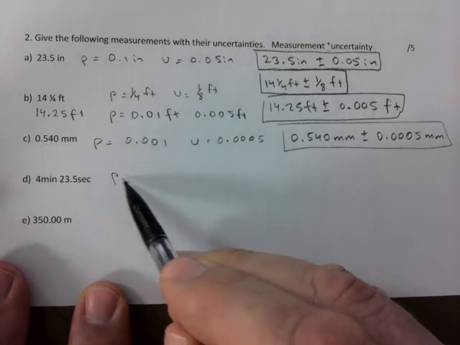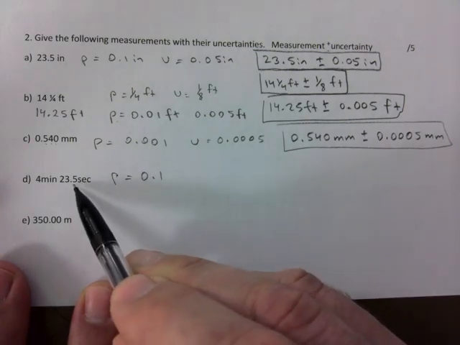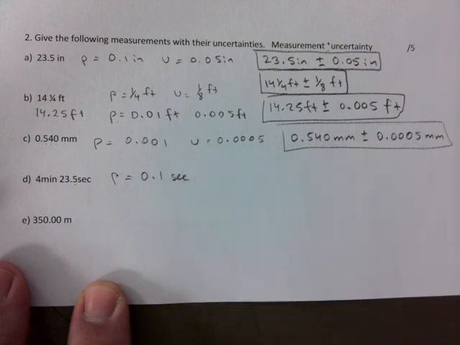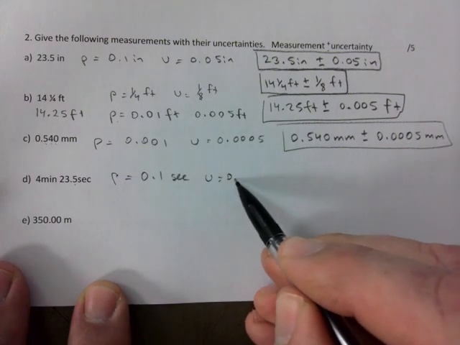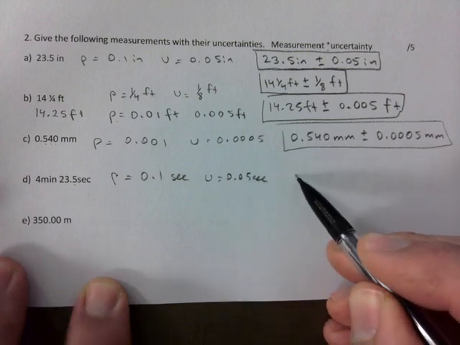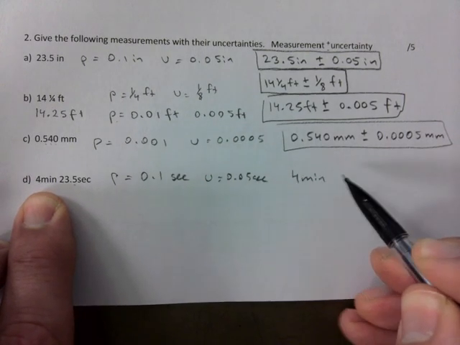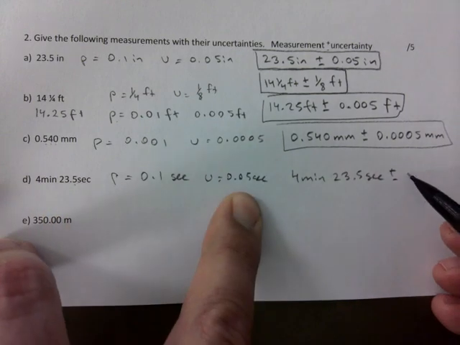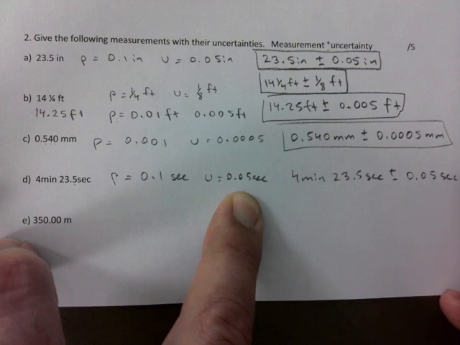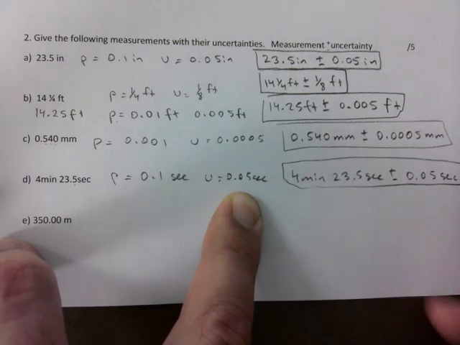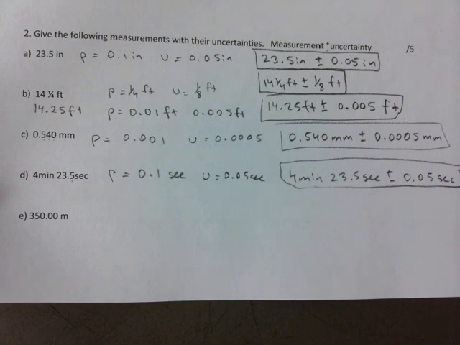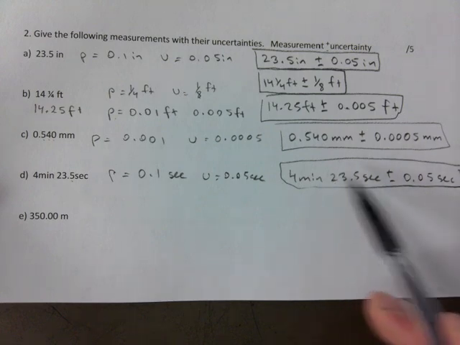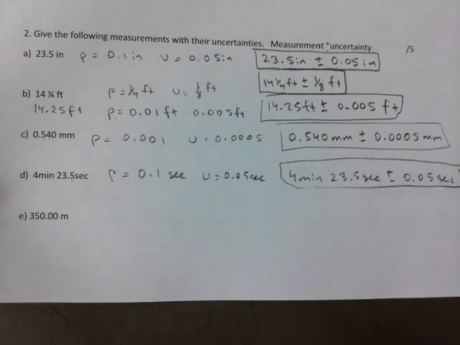And then here, your precision is 0.1 of a second. And the uncertainty is 0.05 of a second. Therefore, the measurement is 4 minutes, 23.5 seconds, plus or minus 0.05 of a second. I always have a few students turning everything into seconds, and that's fine. If you turned your 4 minutes to seconds and then added, and your final answer is everything in seconds plus or minus, that's fine.